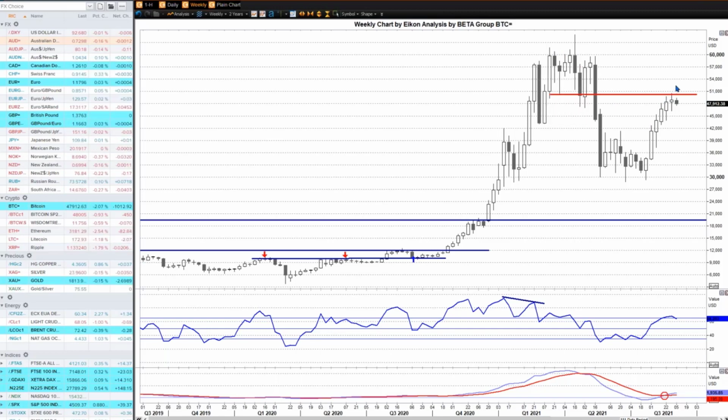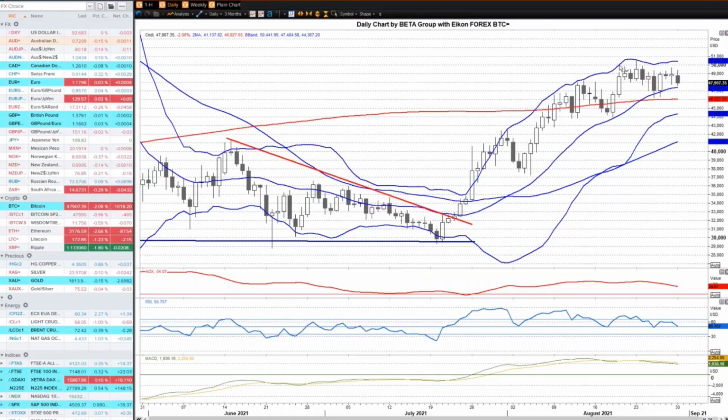So we've made the moves which we thought would be quick, and we've made them quickly, but the next bit of it is going to be quite difficult for Bitcoin. This is a substantial area of resistance here, and I think it's going to find it hard to push through that.